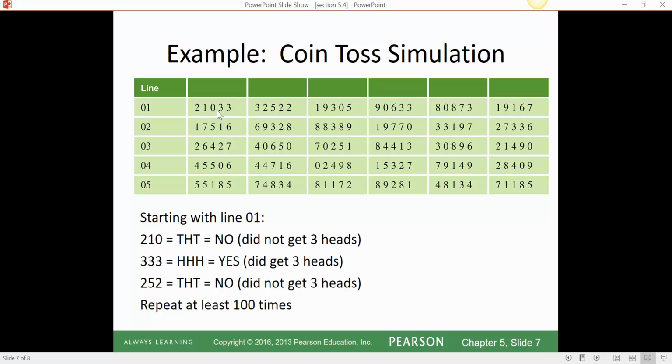And then the next numbers are 3, 3, 3. So that would be head, head, head, which is yes. So we did get 3 heads in this case. And then next we have 2, 5, 2. So that's tail, head, tail, and that's a no. So you do this at least 100 times and count how many yeses you have, and then divide by how many trials you did. Each one of these is a trial. So 2, 1, 0 is a trial, 3, 3, 3 is a trial, 2, 5, 2 is a trial, and so forth.